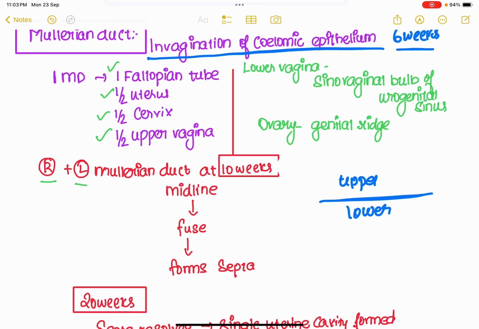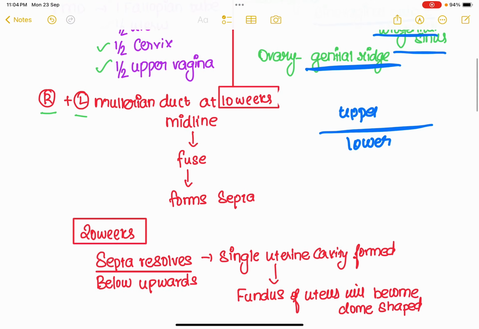Is that clear? Okay. Now this lower part of the vagina is actually not derived from the Mullerian duct. It develops from the sinovaginal bulb of the urogenital sinus. And the ovary does not get its development from the Mullerian duct. The ovary is developed from the genital ridge. So the lower part of the vagina develops from the sinovaginal bulb of the urogenital sinus, and one fallopian tube, half uterus, half cervix and half of the upper part of the vagina come from one side's Mullerian duct. So we have dealt with the Mullerian duct now.